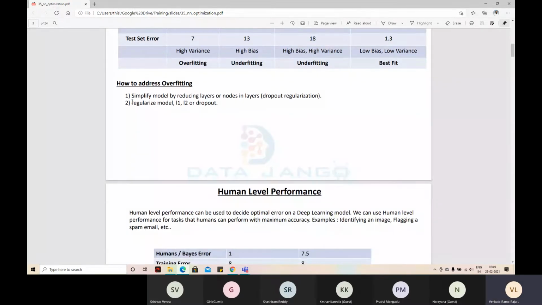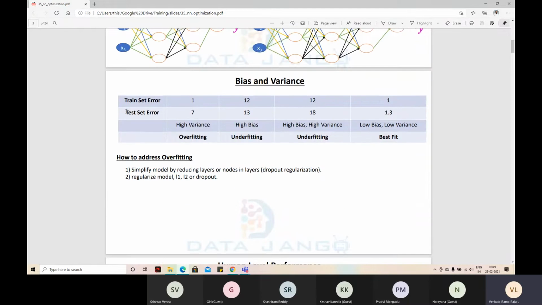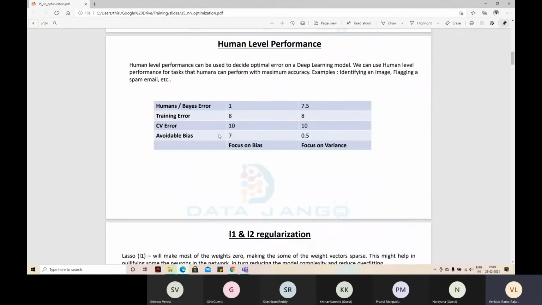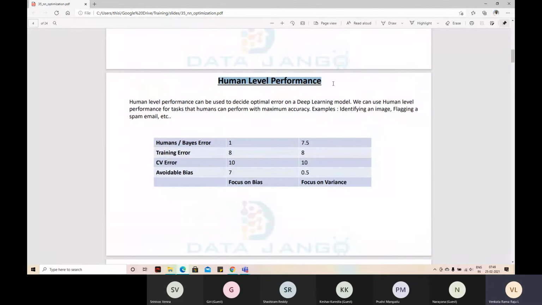So how to address overfitting? There are two ways. You can reduce layers, you can reduce nodes, manually. Yesterday I did it. On a big network, I actually took only 4 nodes and it started working, and it did not overfit on the test set. Or you can use L1, L2 or dropout regularization. A new regularization concept called dropout regularization we will also learn in deep learning. Generally these deep learning models are built to achieve human level performance.